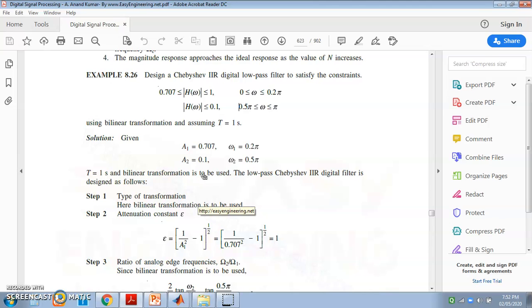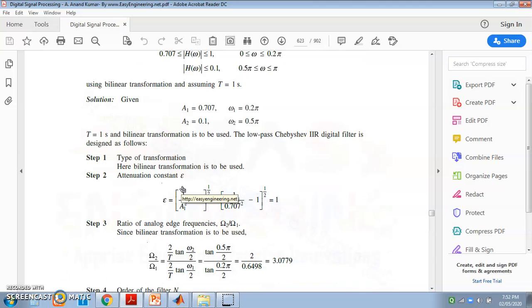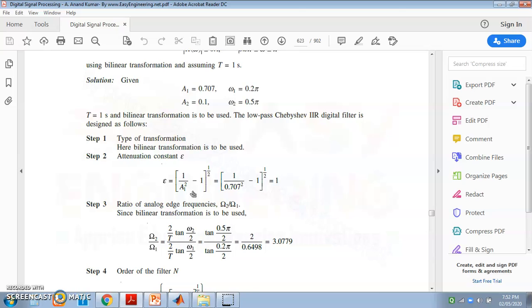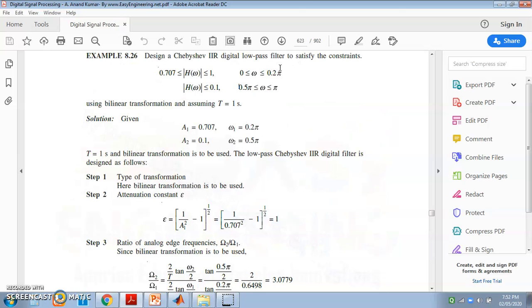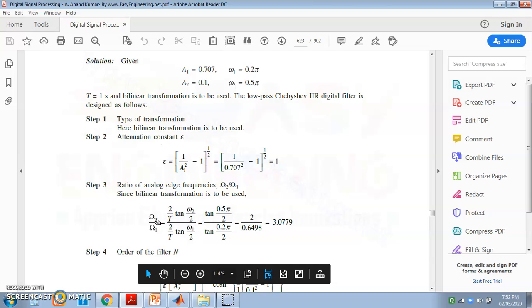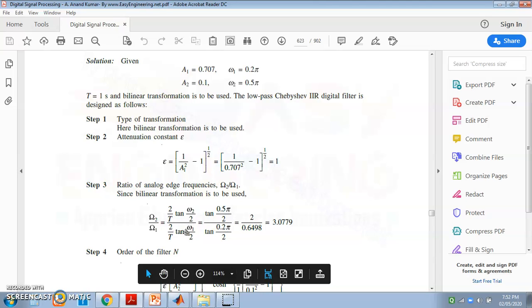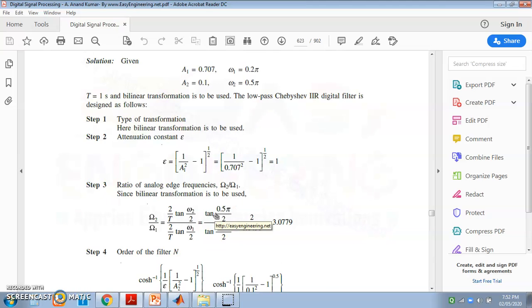As per the Chebyshev approximation, we first need to consider the ratio of analog frequencies. So first of all, we need to convert our digital frequencies into analog ones by using the bilinear transformation. For that purpose, we use Omega 2 upon Omega 1, the ratio of stop band and passband, which is equal to 2 by T tan of omega 2 upon 2 divided by 2 by T tan of omega 1 upon 2, where omega 2 and omega 1 are mentioned in the problem statement.